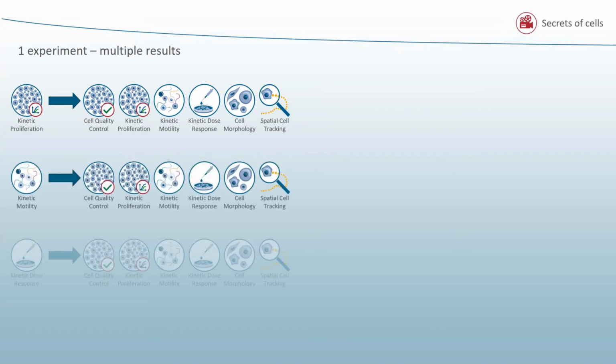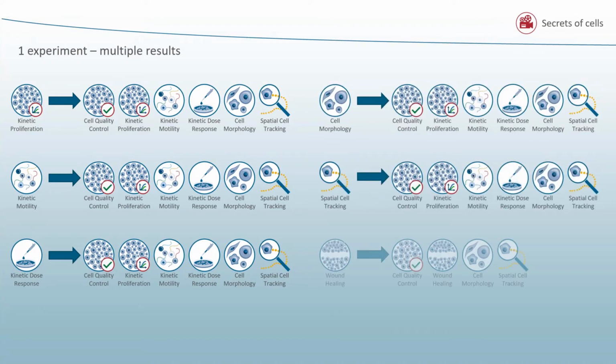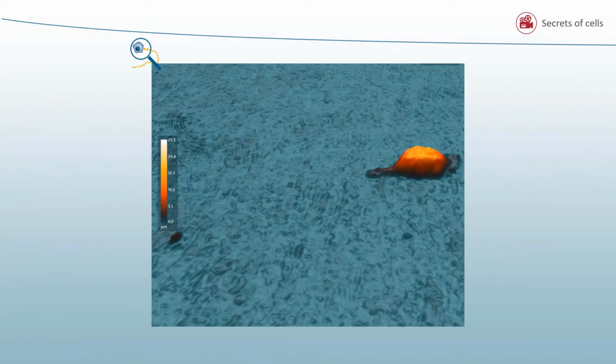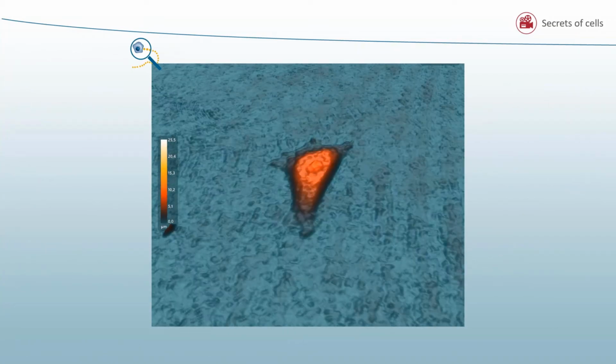And this works for all our applications: kinetic motility, kinetic dose response, cell morphology, spatial tracking, wound healing. In the handouts, you get an extended reanalysis matrix where you can see what type of experiments you can reanalyze to other types of data. And yes, do not forget the special event videos. You can always make them from your experiments at any time.